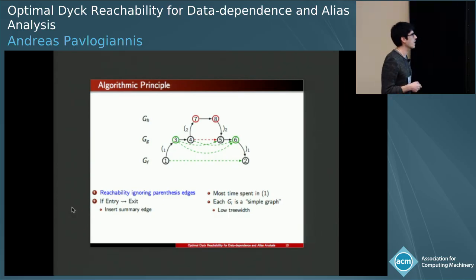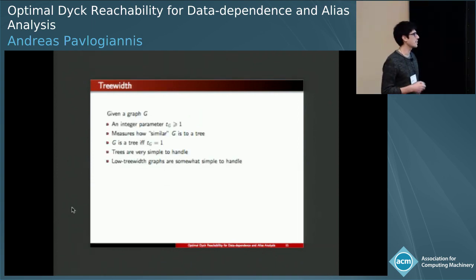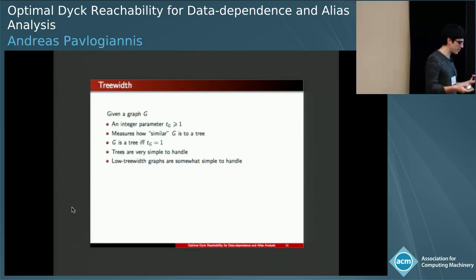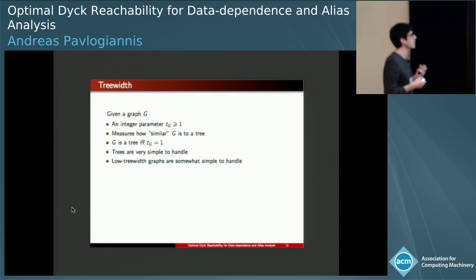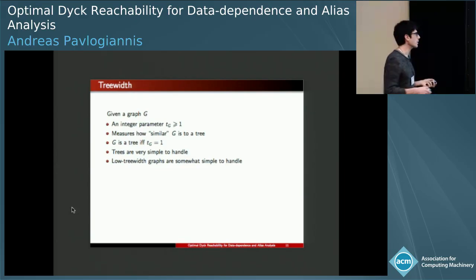Now, I don't have enough time to precisely describe tree width. I'll just quickly mention what it is. The tree width of a graph is just an integer parameter, a positive integer, which in some very precise sense quantifies how similar the graph is to a tree. And in fact, the graph is a tree if and only if its tree width is 1. The intuition here is that since trees are typically easy to handle algorithmically, at least easier than arbitrary graphs, low tree width graphs are also somewhat easy to handle.